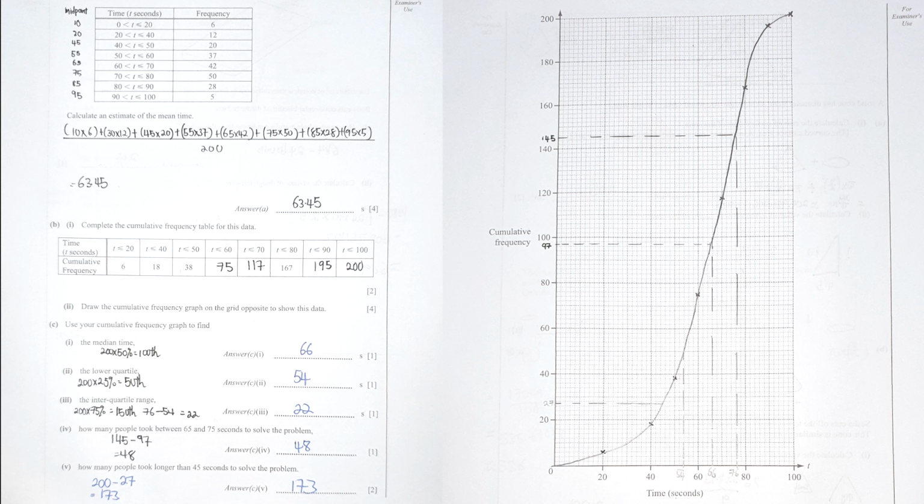How many people took longer than 45 seconds to solve this question? So from 45, I trace it back, it is actually 27. So 200 minus 27, you should get 173.